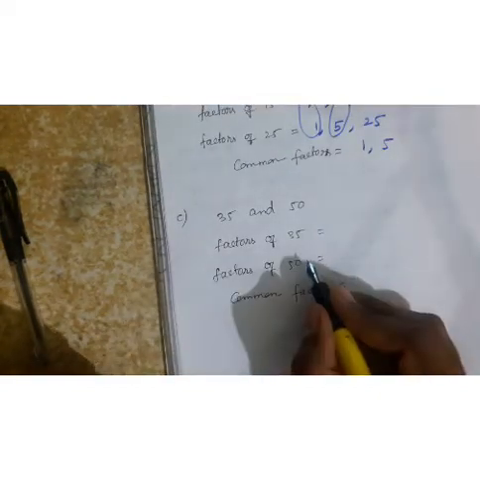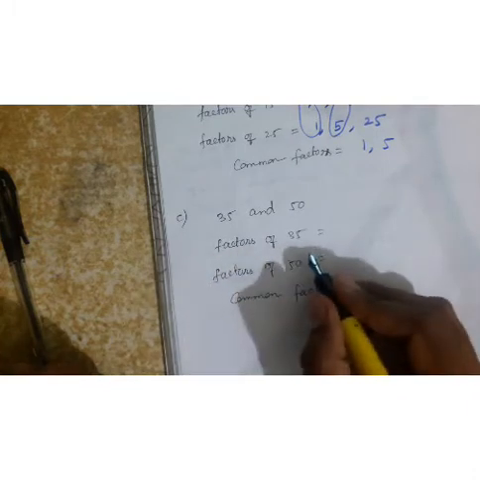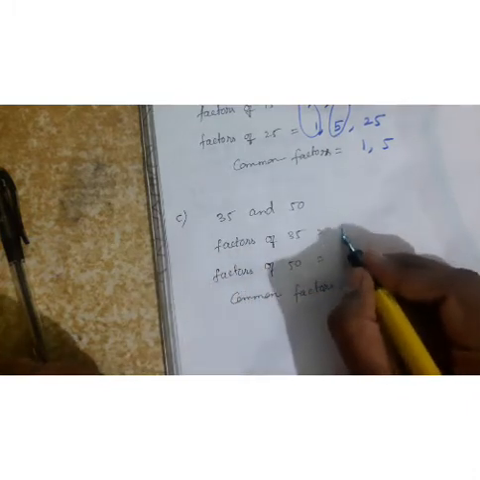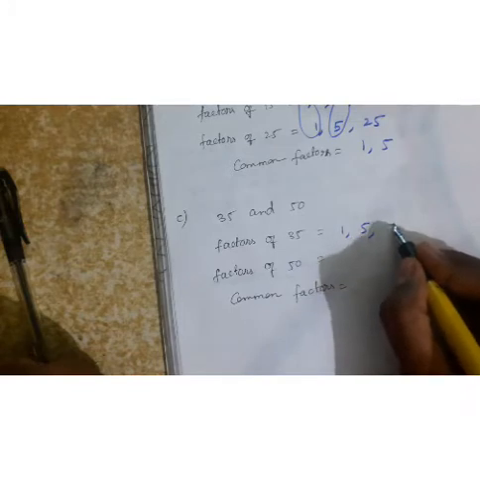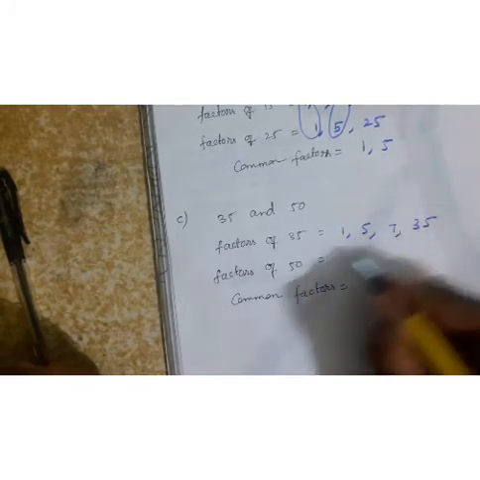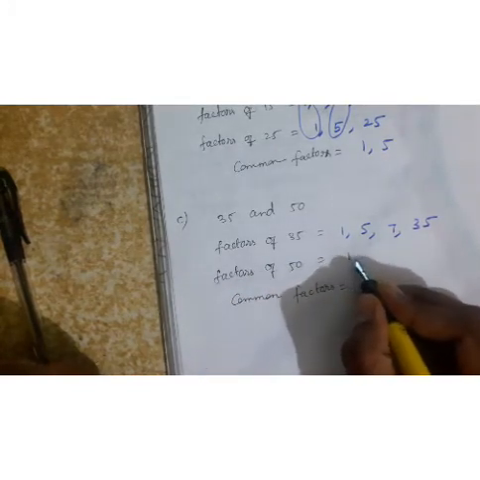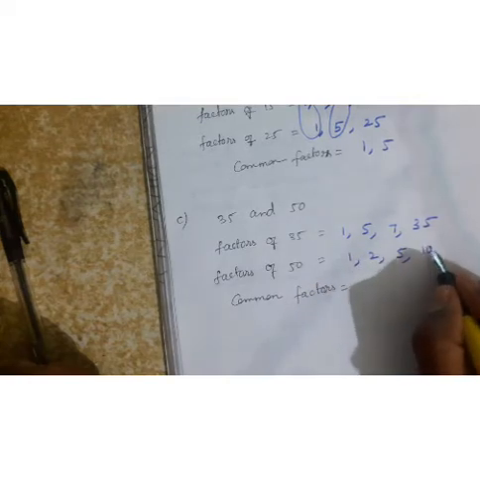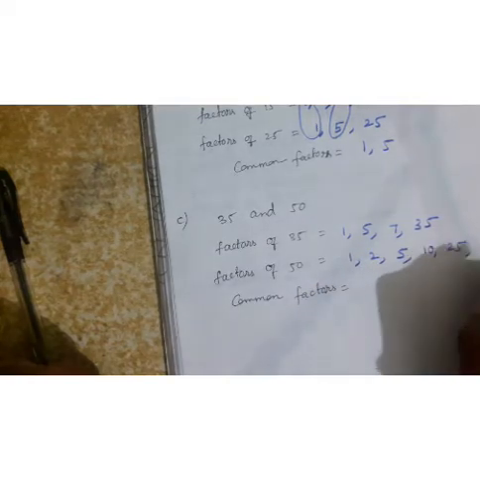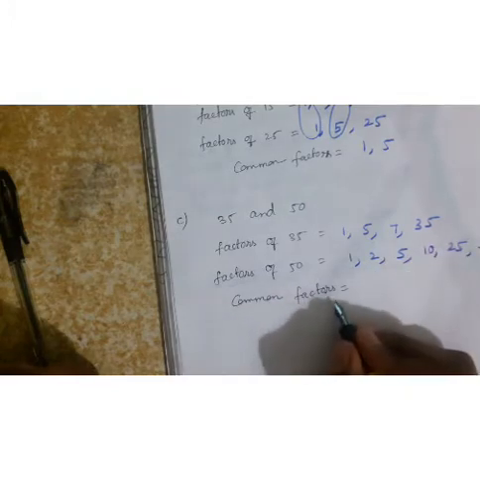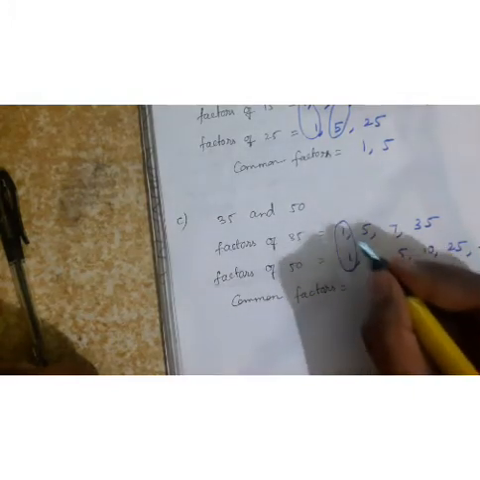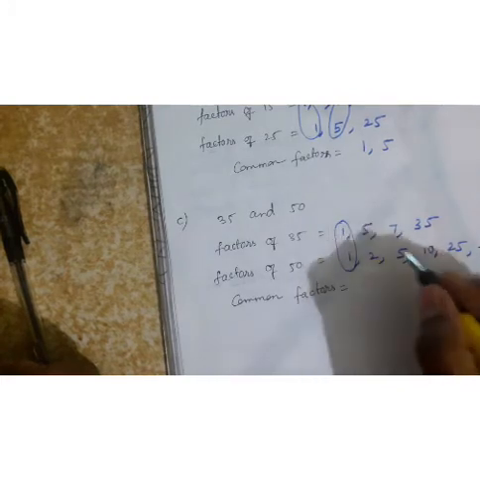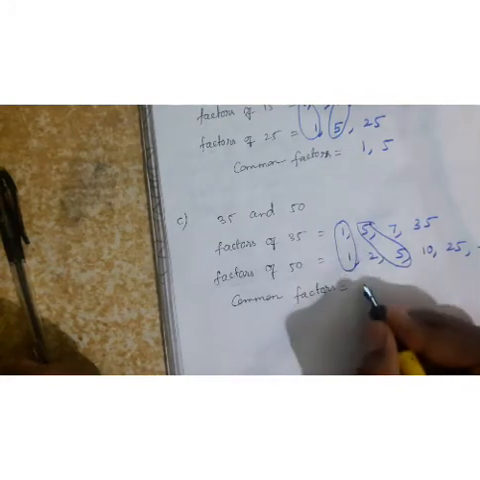C part, 35 and 50. Factors of 35 equal to 1, 5, 7, 35. Factors of 50 is equal to 1, 2, 5, 10, 25, 50. So the common factors are 1 and 5.